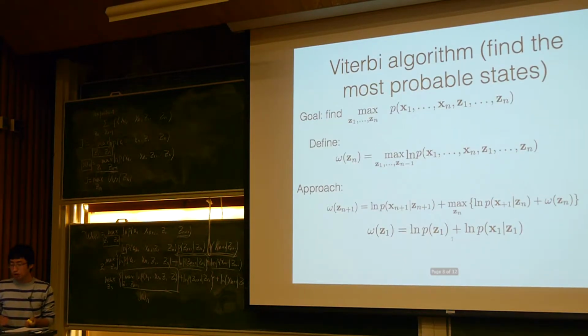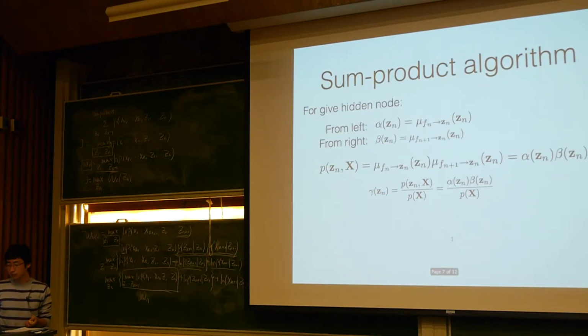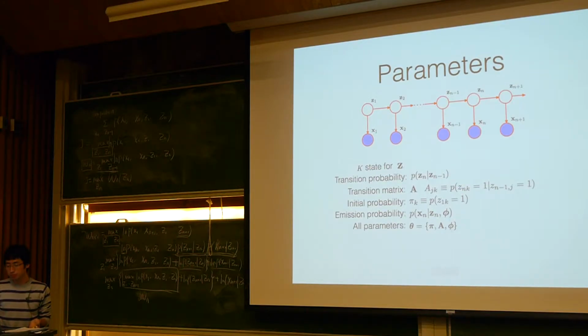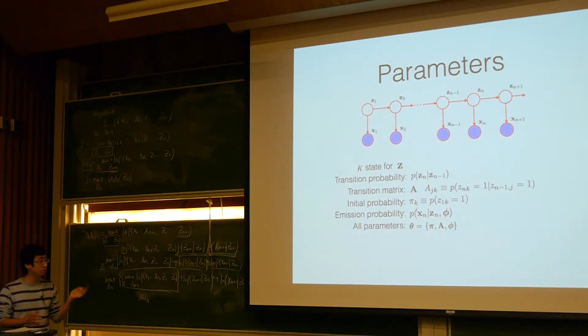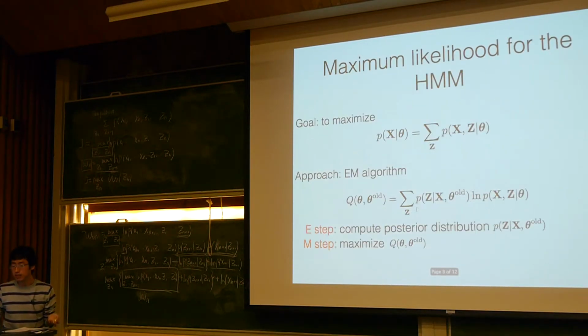So all the previous algorithms, sum-product and Viterbi, are conditioned on our knowing all the parameters for a given model. So we know the transition probability, the initial probability, the emission probability, and so on. But in practice, most likely we don't know these probabilities. We want to use a hidden Markov model to model a practical application, and we want to learn all these parameters, all these transition probabilities and emission probabilities. So how are we going to do that?